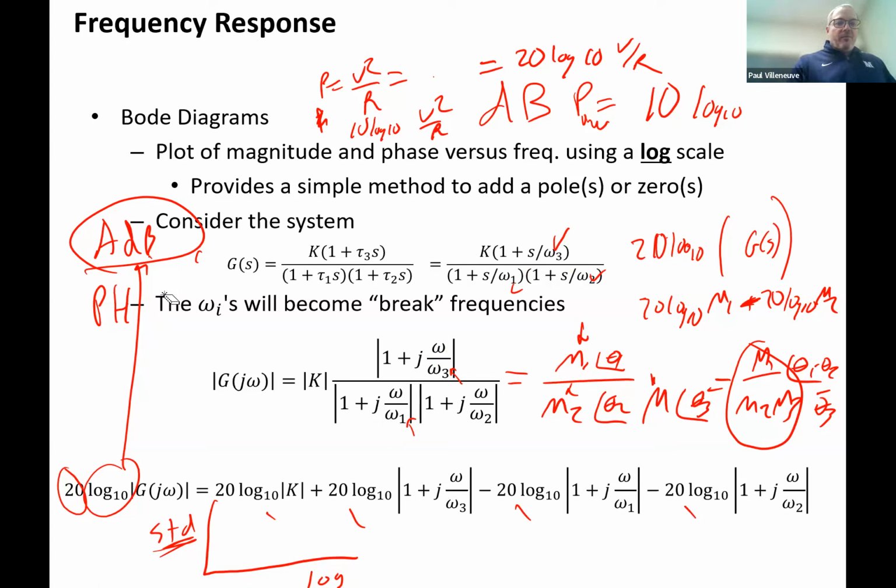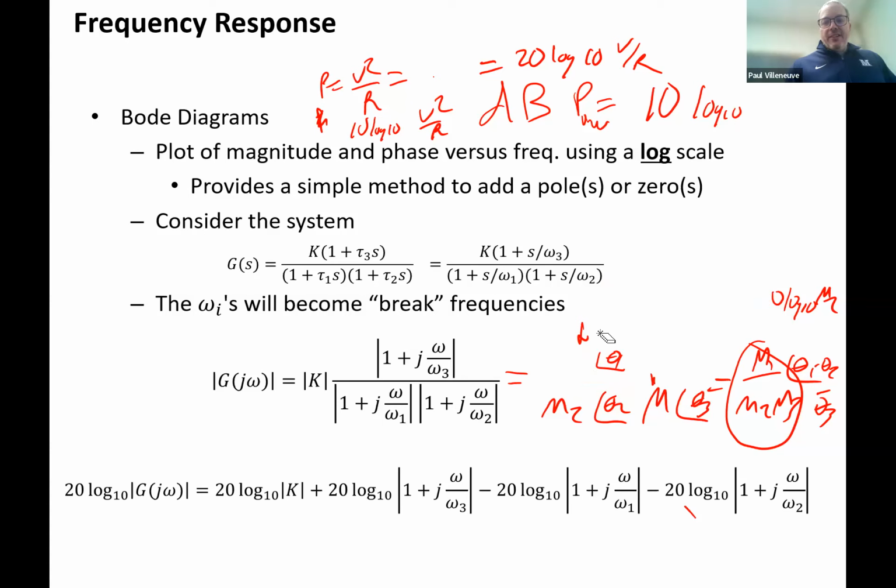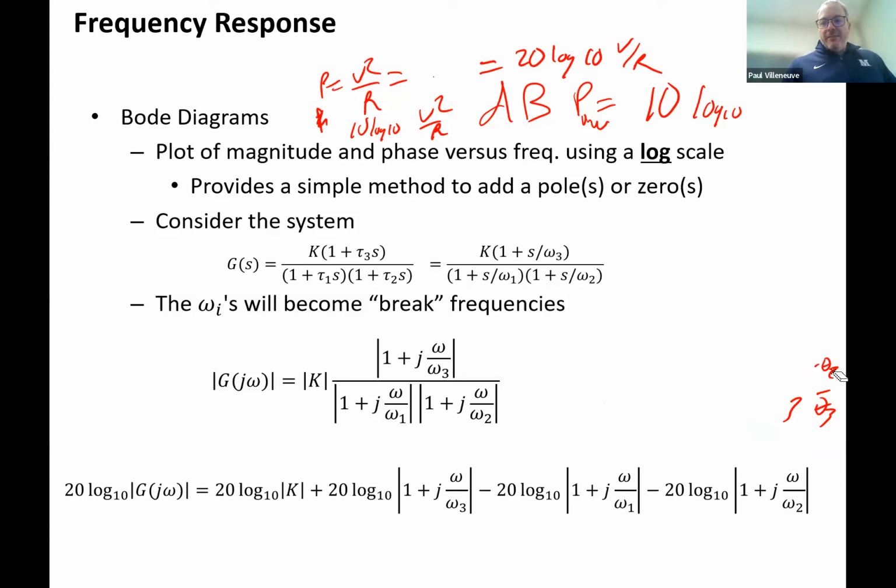Let me make some room over here. I'm writing all over these things because it really is kind of interesting to see Bode plots. It gets me excited about it because it really is a cool concept for Bode plot analysis. As I mentioned, your omegas, the poles or zeros, will end up becoming your break frequencies.